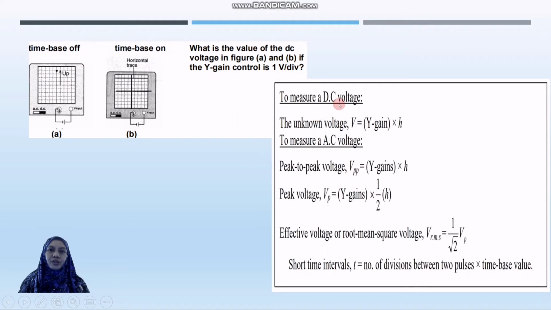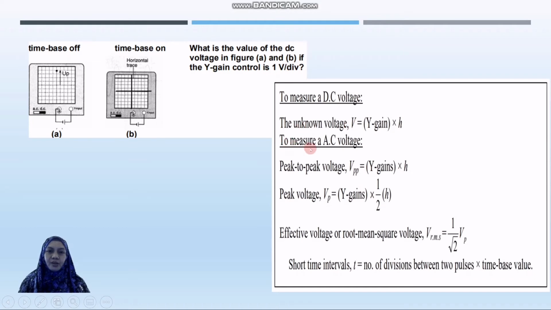Now let us see how to measure a DC or AC voltage using a CRO. In order to measure a voltage using a CRO, this is the formula which we can apply. First, how to measure a DC voltage. The unknown voltage can be determined by multiplying the setting on the Y gain with H. H is the displacement from the zero position.